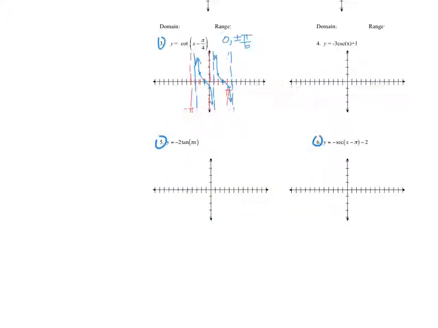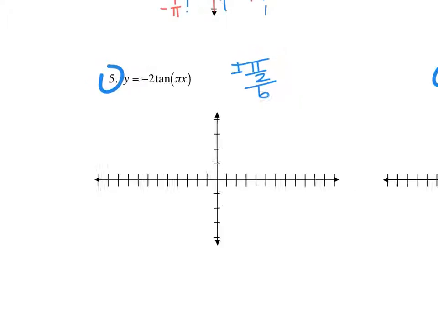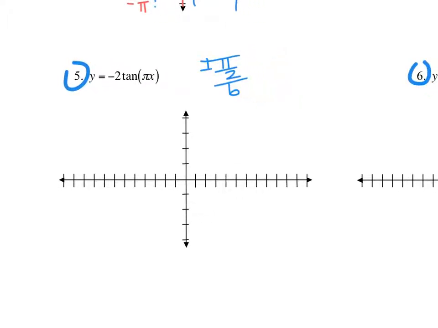Let's do number 5 now. So you guys really like tangent and cotangent, huh? No, those are the hardest ones out of all of them. So remember about tangent. Tangent's asymptotes are at plus or minus pi over 2 over b. Isn't that right? Yeah, it's terrible. Okay, so in this case, I would have plus or minus pi over 2 over pi, because that's what b is. B is the number in front of x. So I'm going to flip that and multiply.